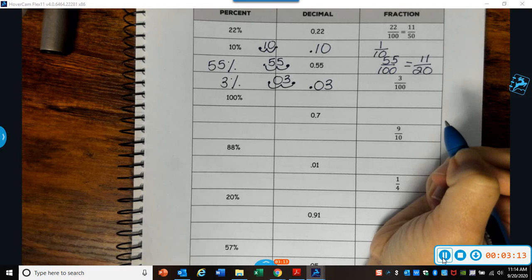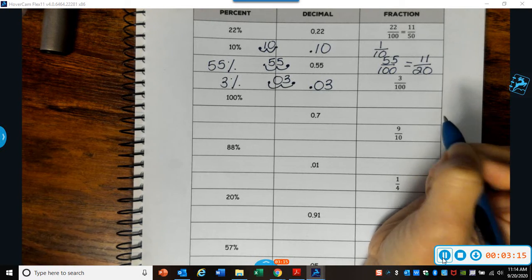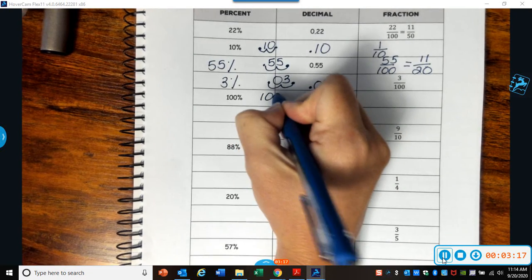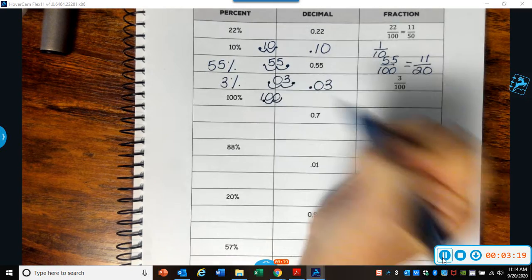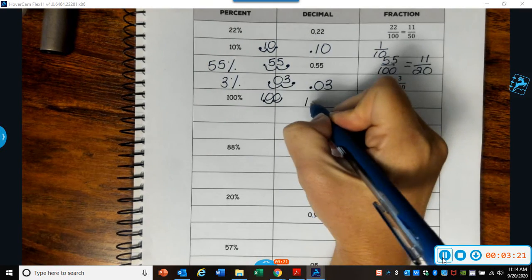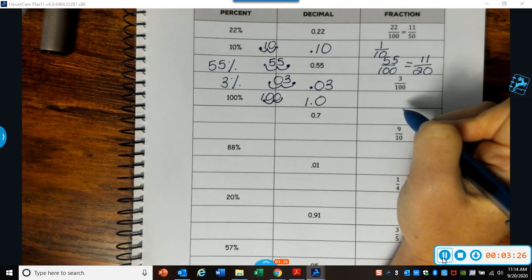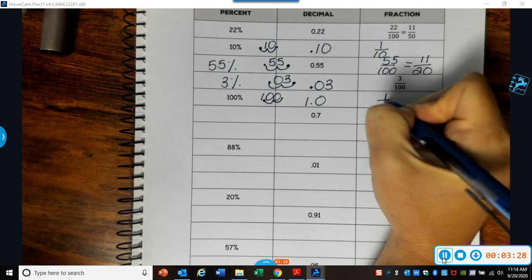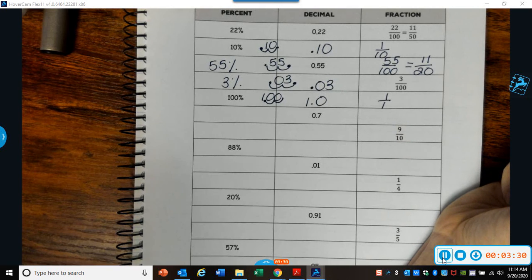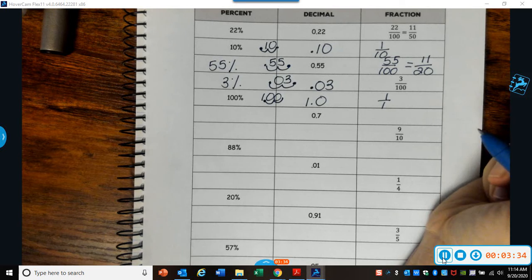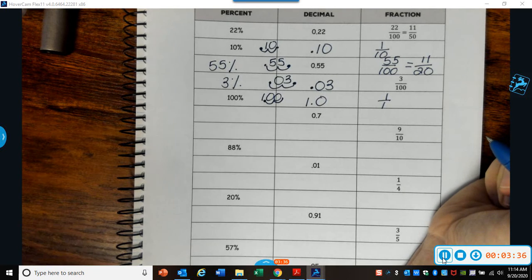100% is the whole thing, the whole percent. If I put a decimal point back here and I move it twice, I end up with the number 1, or 1.0. So any fraction that I put here has to simplify to a whole. I'm going to put 1 over 1, but 2 over 2 works, 3 over 3, 4 over 4. Any whole fraction you could actually put in here and have the correct answer.